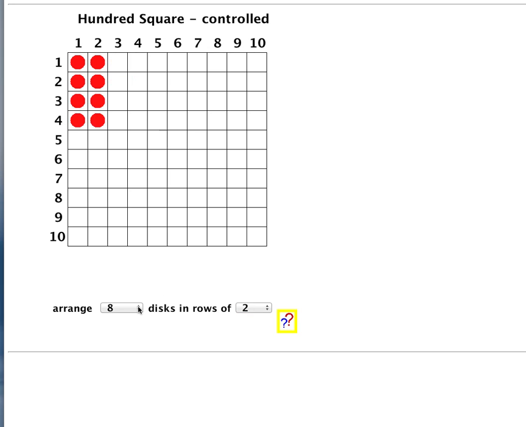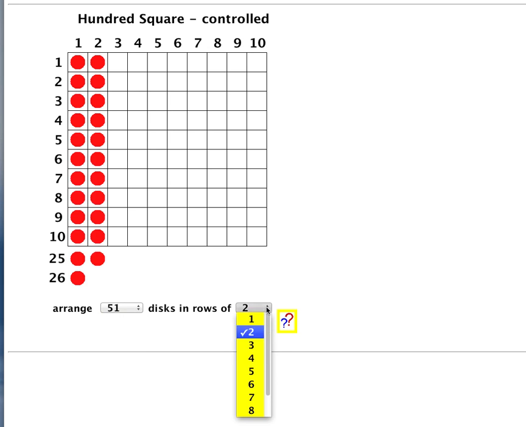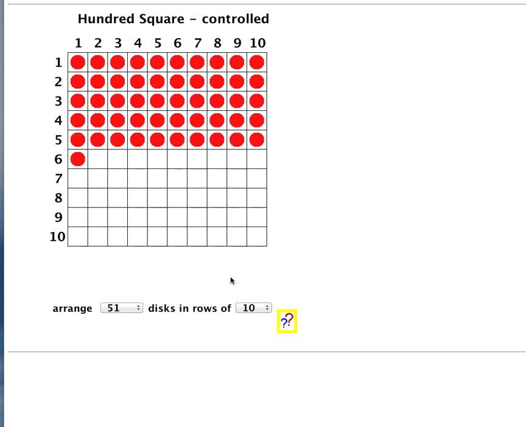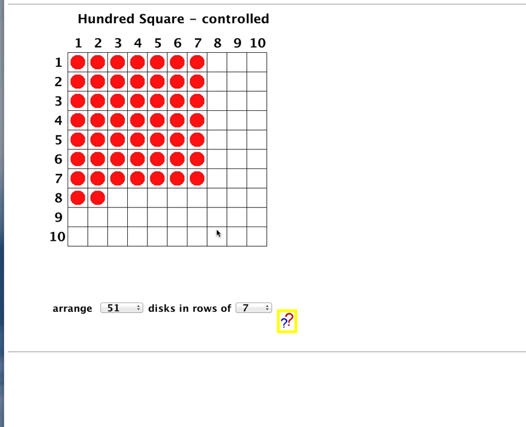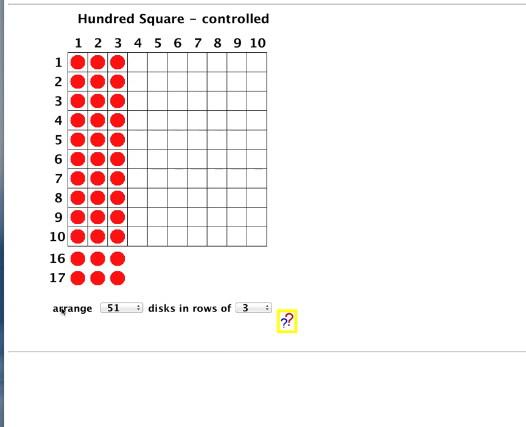Now here's another one, starting with, say, 51 discs. I'll try in rows of 10 first of all. This is not a rectangle. Rows of 8, rows of 7. There are clearly plenty of arrangements that don't form rectangles. I need just one that does. And here's one. Arranging them in rows of 3 gives 17 rows exactly. So 51 is a rectangular number.